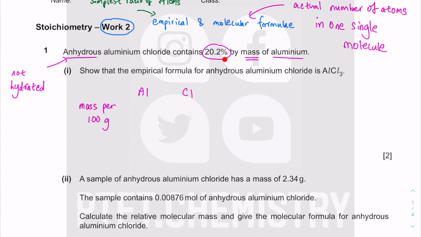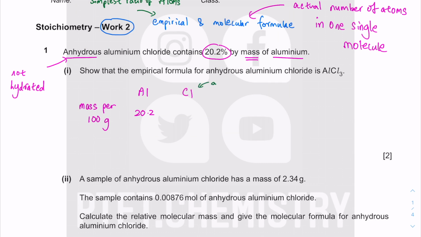Because I don't work with percentage, I use the percentage and convert it to mass per 100 gram. Why is it per 100 gram? Because it's in percentage. Percentage is out of 100. So this is 20.2 gram. Out of 100 gram, the percentage by mass is 20.2. So that means the rest of it is just chlorine atoms.